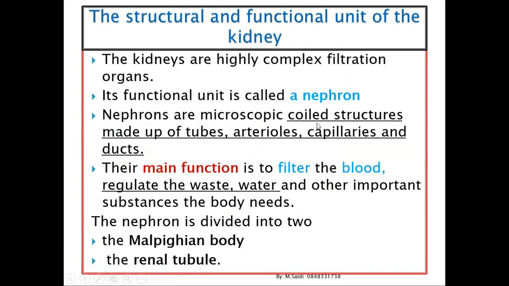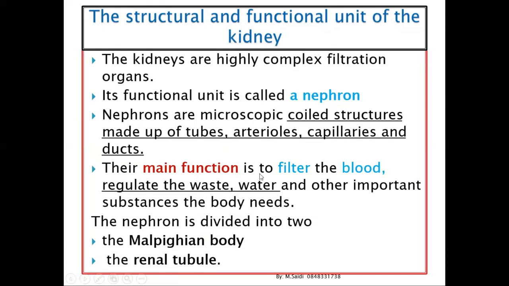Nephrons are microscopic coiled structures made up of tubes, arterioles, capillaries, and the ducts. Coiled structures like the glomerulus are made up of tubes. If you look at the loop of Henle, if you look at arterioles, which bring blood and take blood, capillary, basically absorption, ducts is very important during the collection. So we will see all these parts.